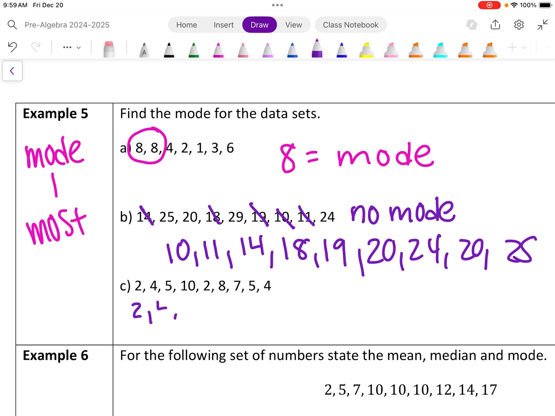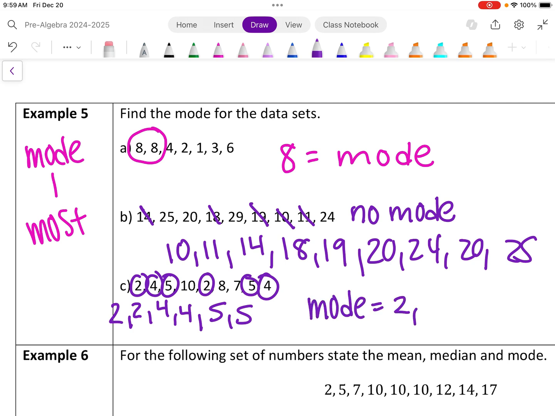Okay, the next one, if you start putting them in order from least to greatest, you see that there's 2 4s, and there's 2 5s, and there's 2 2s. So that means that the mode is 2, 4, and 5 because they all appear twice. If one of them were to appear more than 2 times, then that would be the mode. But this one has multiple modes.